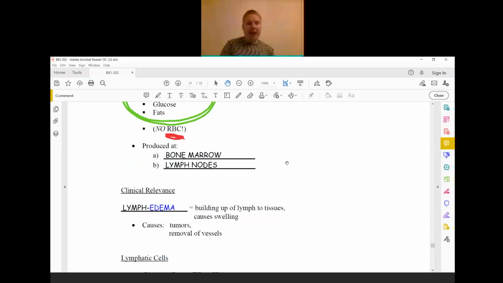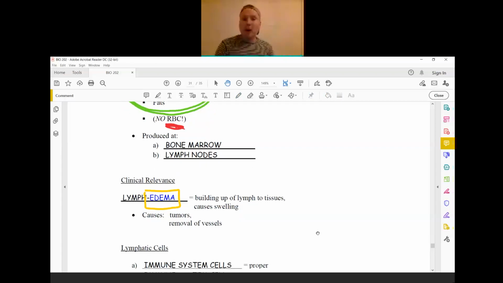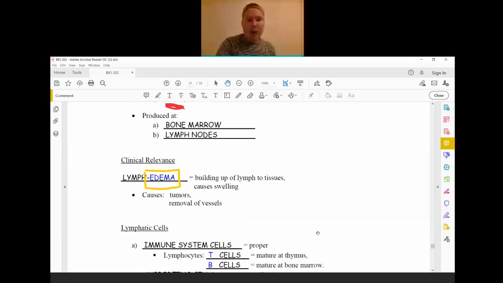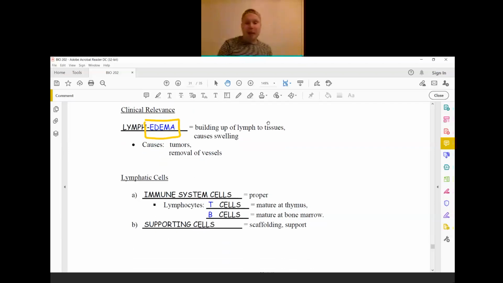Well, we saw if the lymph ends up building up somewhere, we form an edema. If it's formed because of the lymph, it's going to be lymphedema. And causes why lymph might be building up somewhere are that the vessels are squashed closed by tumors or tissue growth, or some of those lymphatic vessels have been removed. And we're going to be looking at the T cells and B cells when we talk about the immune system. So those are the lymphatic cells that we'll talk about.